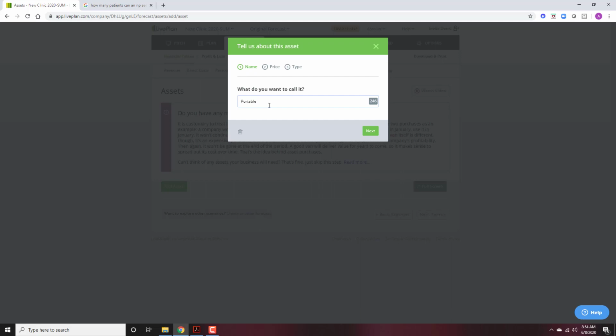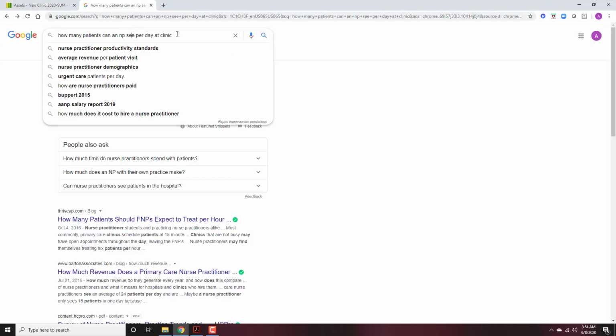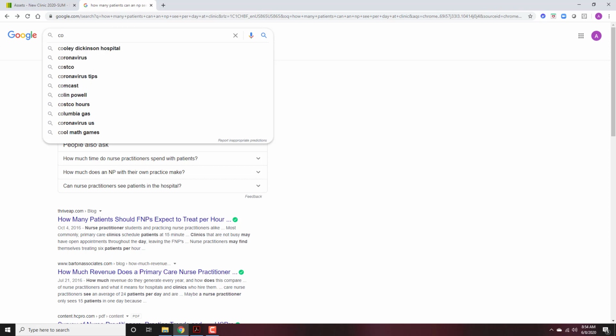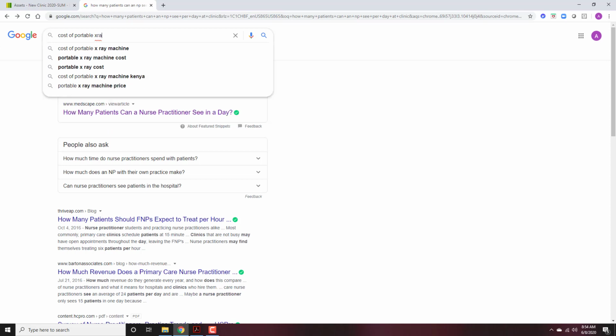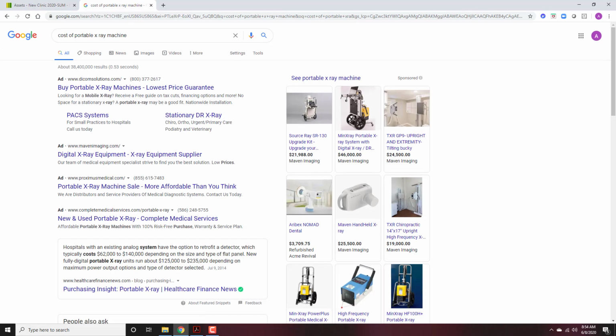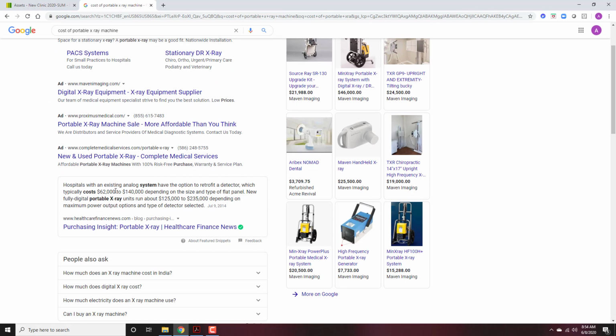Portable x-ray machine. Well, how am I going to figure this out? Cost of portable x-ray machine. It's between 62 and 140.